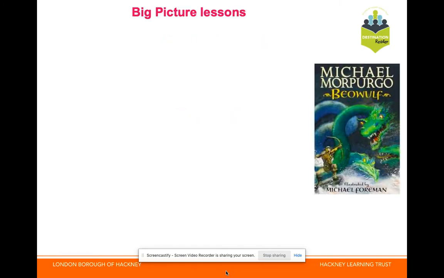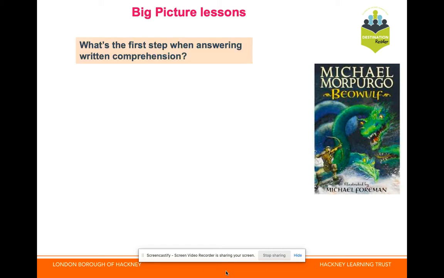Today, we're going to be answering our big picture questions about Beowulf from Michael Morpurgo. So, have a little think. What is the first step you have to do when you are answering a written comprehension? That means questions we might ask you about a text. That's right. We have to have read the text so that we know what the questions might be relating to.